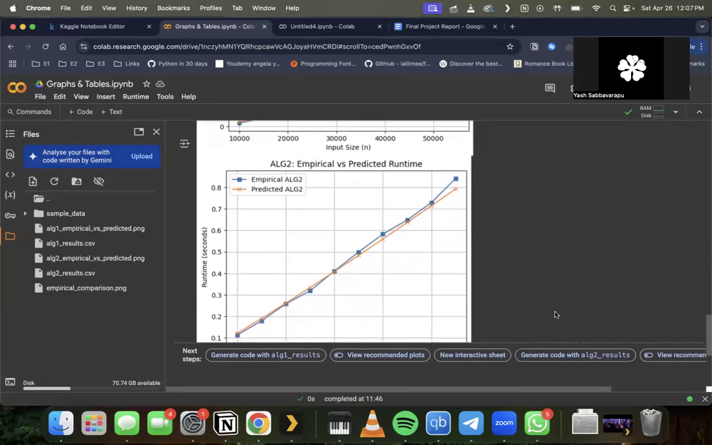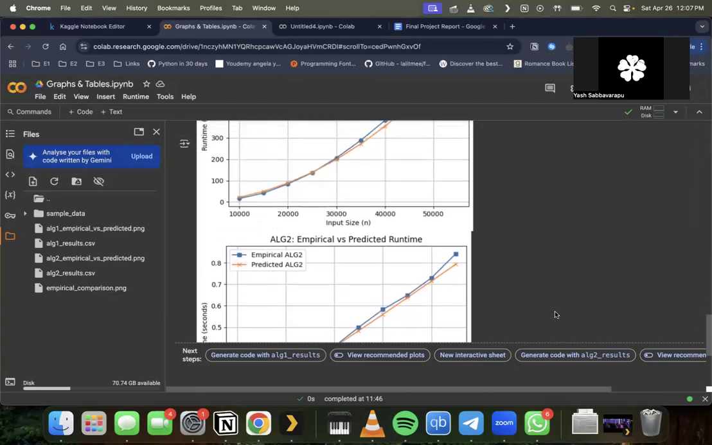In conclusion, the project successfully demonstrates the theoretical and empirical behavior of both algorithms. The brute force method becomes impractical for large datasets, while the divide and conquer method remains efficient as input size increases. Overall, both implementations and the experimental validation were successful.